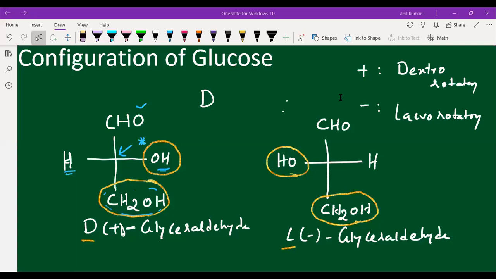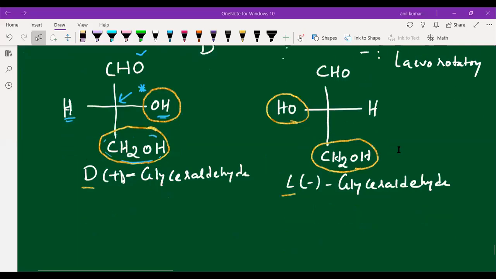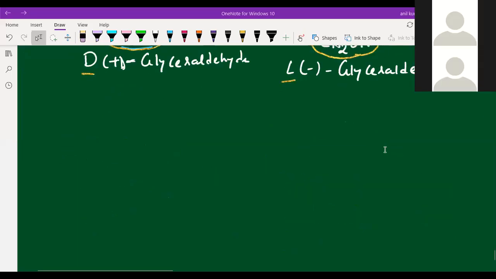You are all physics students, so you might know about plane polarized light. What is meant by plane polarized light? It is the light which is oscillating in one direction. That we call plane polarized light. I will draw a simple diagram to illustrate plane polarized light.